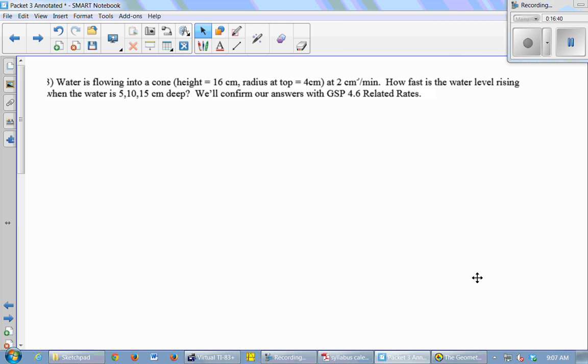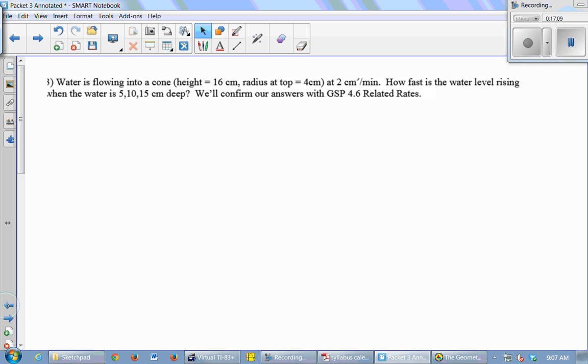Okay, let's do another one. We have water flowing into a cone. The cone has a height of 16 and the radius of the top of the cone is 4 centimeters. Okay, water is flowing in at a rate of 2 cubic centimeters per minute. How fast is the water level rising when the water is 5, 10, 15 centimeters deep?